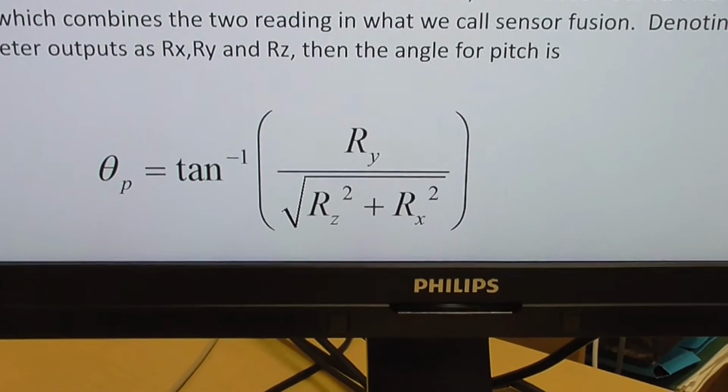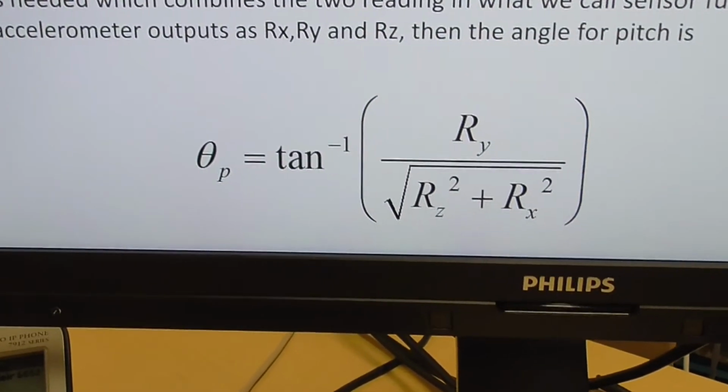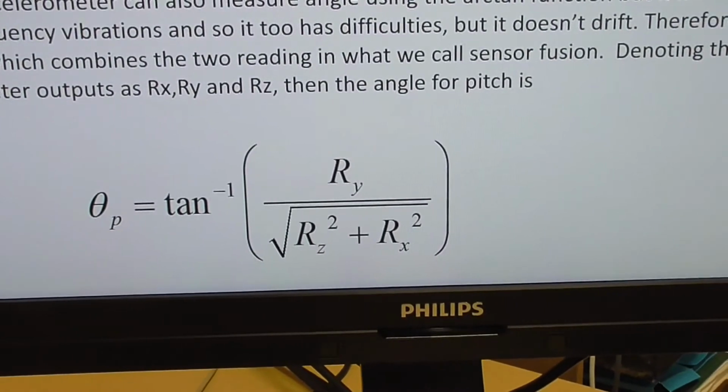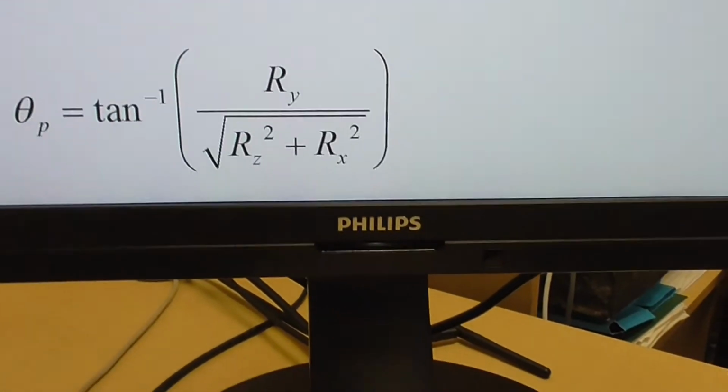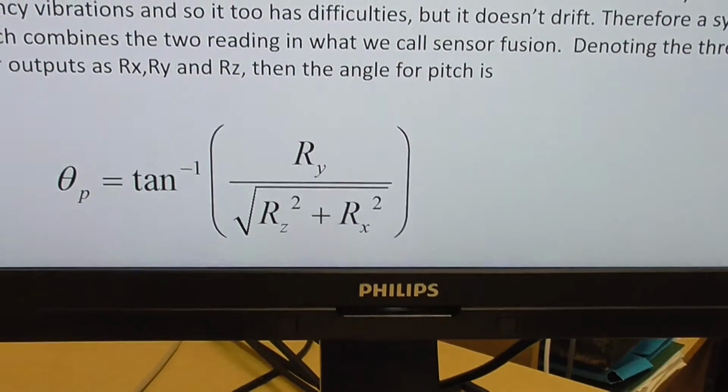Then if you want the other one, the roll, for the pitch, theta P. If you want the roll, you have to put Rx there, and then that's Ry in the denominator.